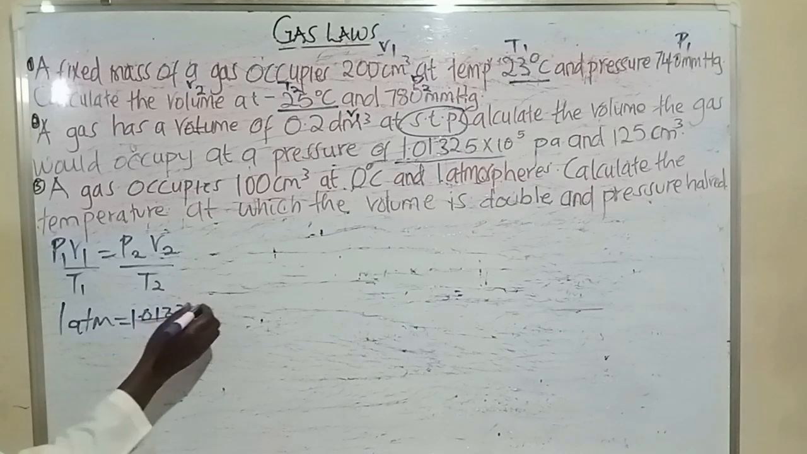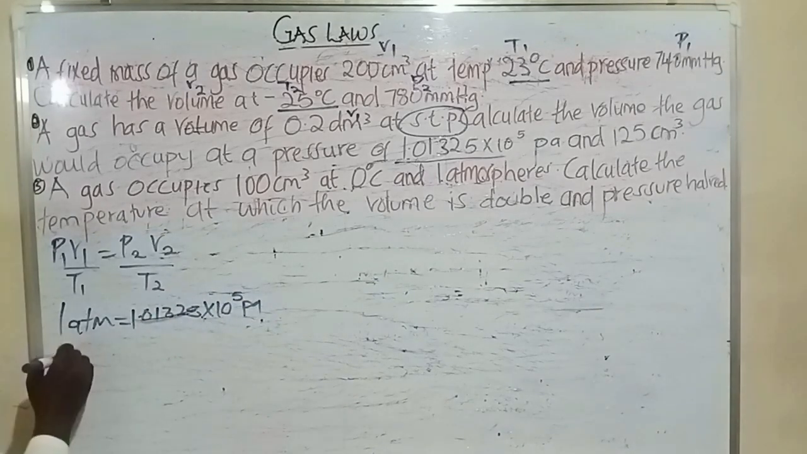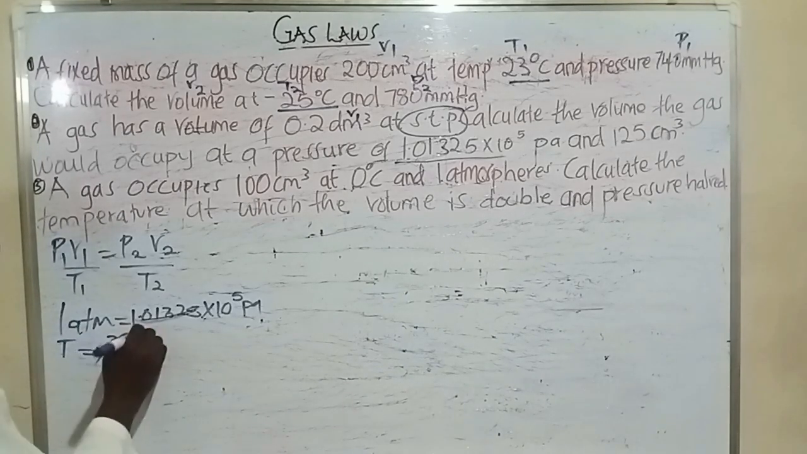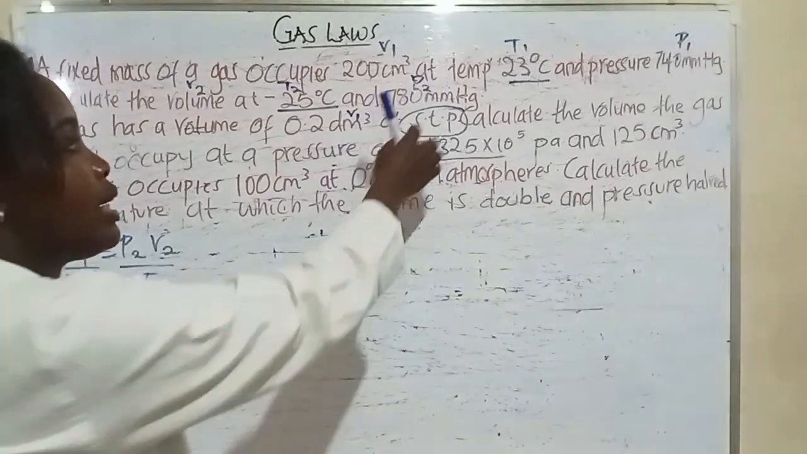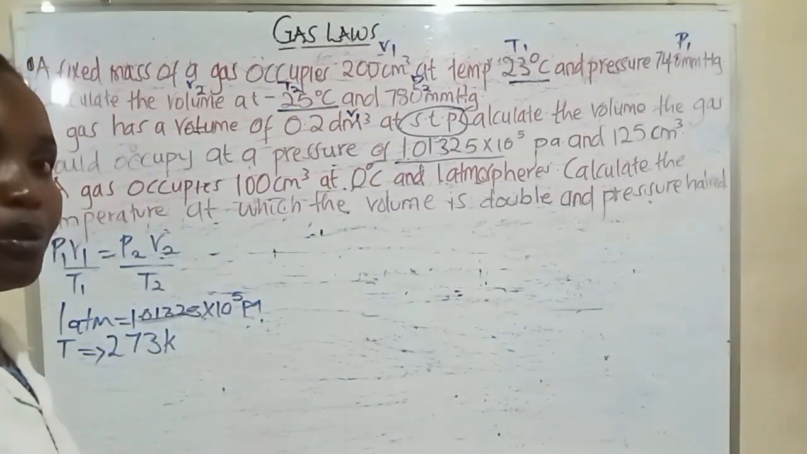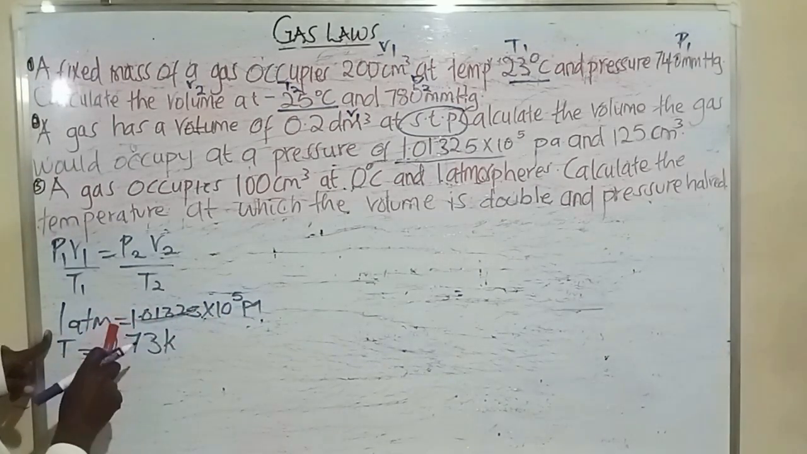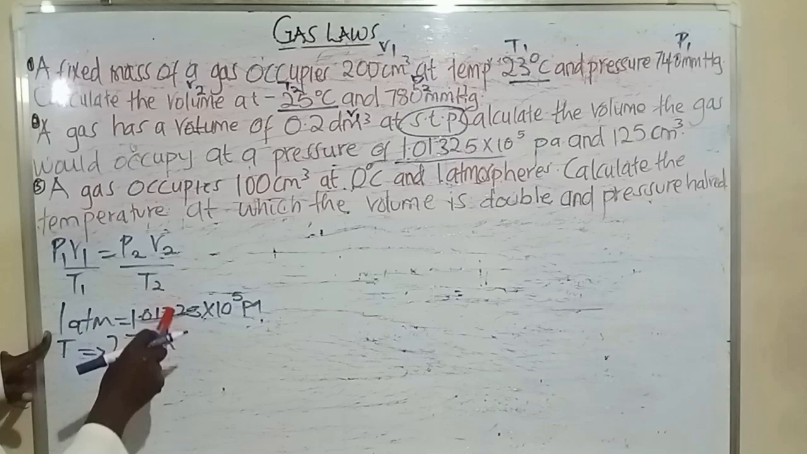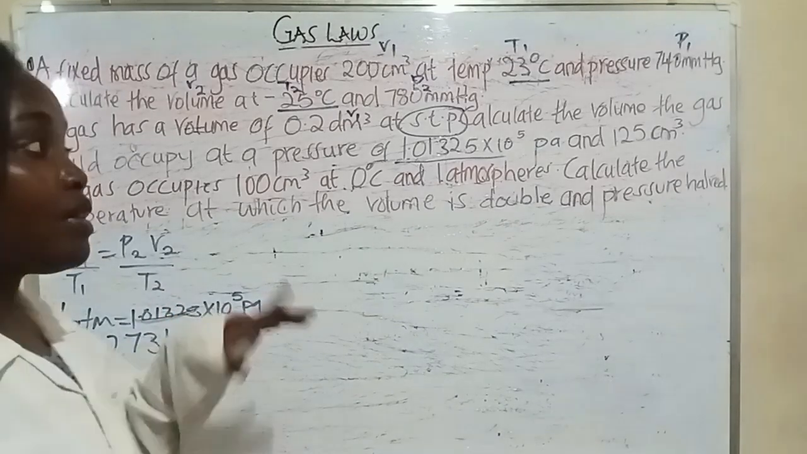1.01325 times 10 raised to power 5 what? Pascals. And what is our temperature? Our temperature is going to be 273 kelvins. So if you see STP, it shouldn't worry you. You just need to know that at STP, your pressure is 1 atmosphere, which is 1.01325 times 10 raised to power 5, and temperature is 273.